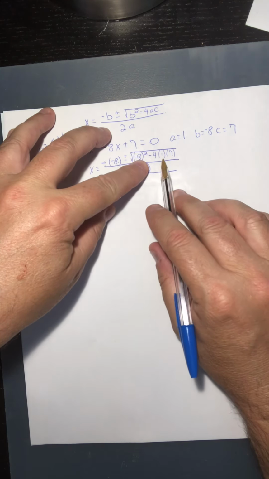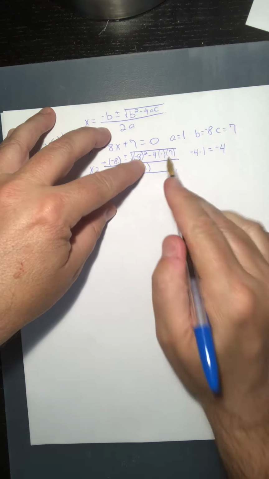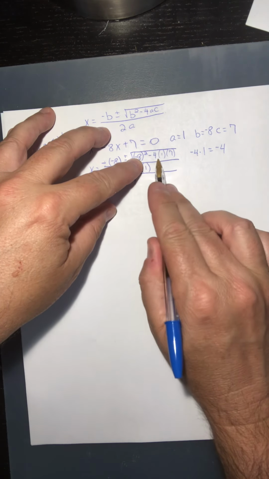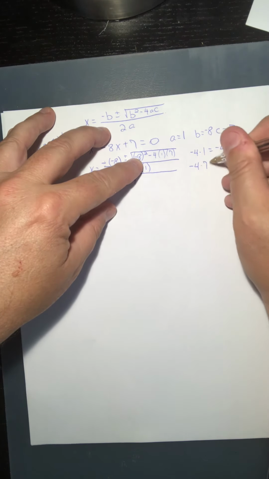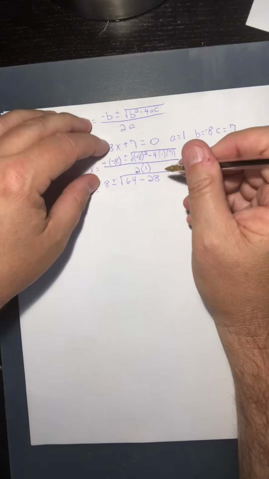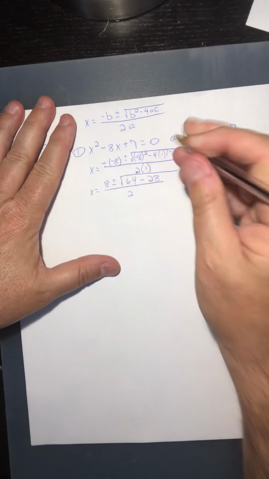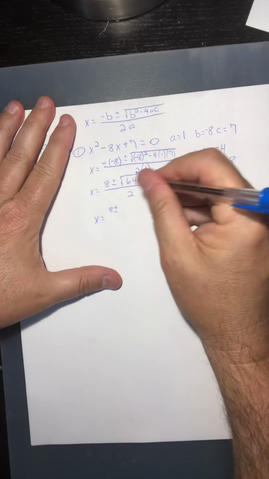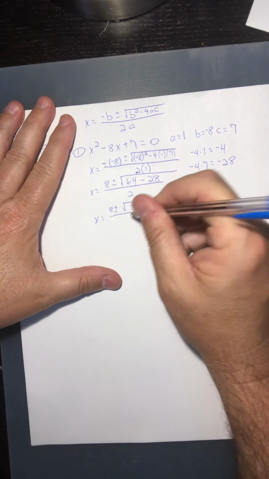This gives me minus 4 times 1. Minus 4 times 1 gives me negative 4. So I've dealt with these two numbers. Now I've got to do negative 4, which is what that equaled, times 7. Negative 4 times 7 gives you a negative 28. So that's a minus 28. And that's going to be over 2 times 1, which is 2. So that gives me 8 plus or minus the square root of 64 minus 28, which is 36, over 2.